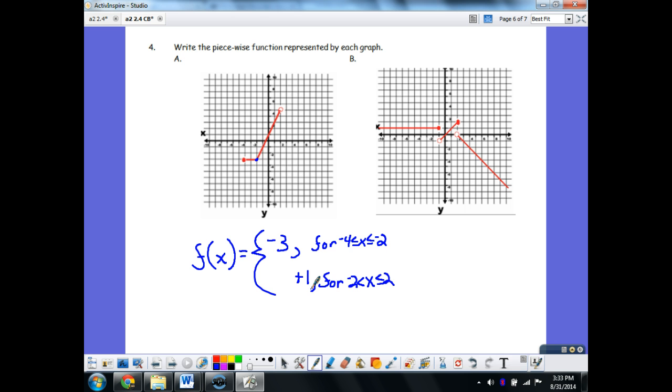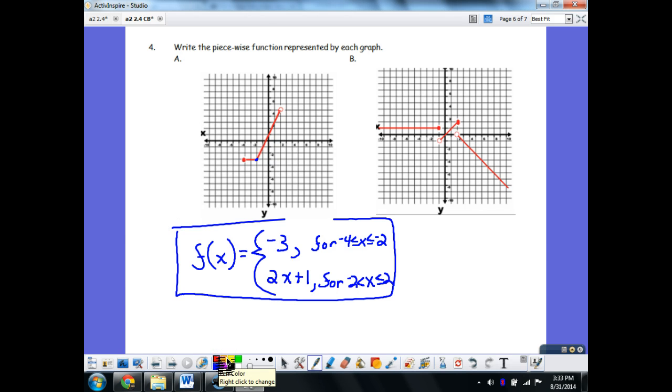The other thing we have to look at is just the slope. If you look at the slope, we go up 2 and over 1. So our slope is 2. So that is the equation of that line in that first graph, in that piecewise function.